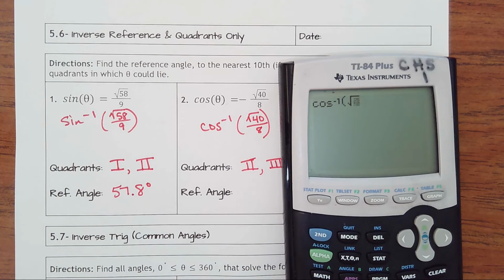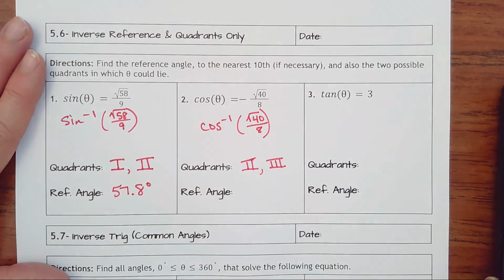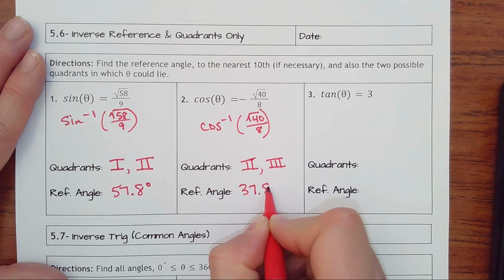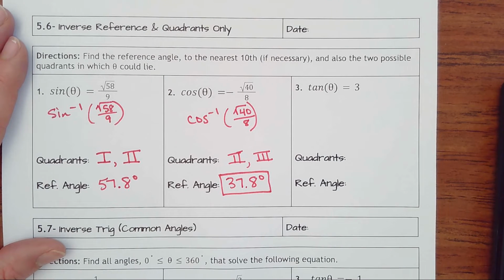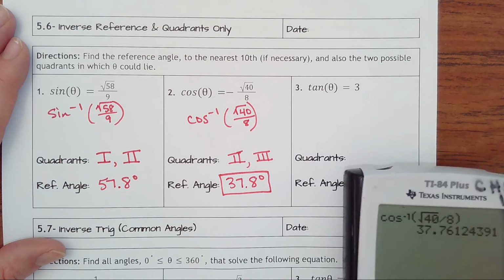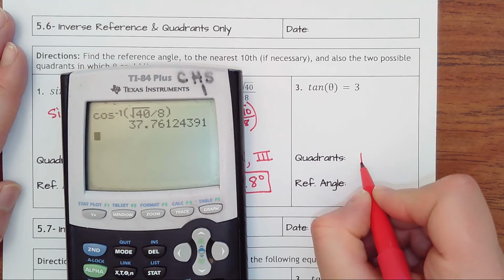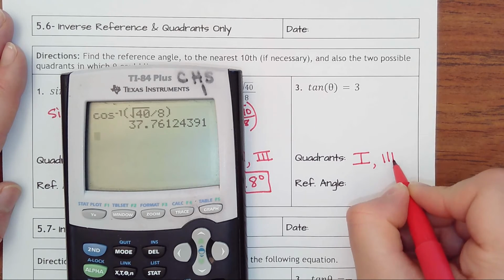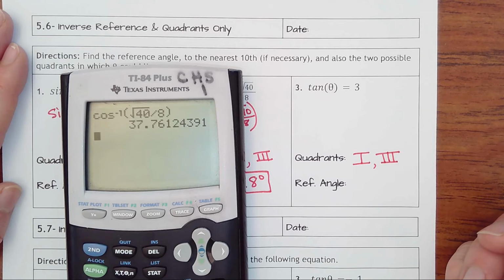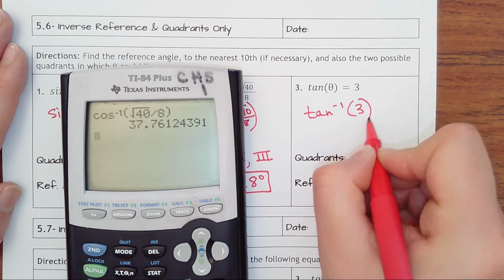Square root 40. And so it's 37.8 degrees. And then number 3, tangent of 3. Tangent's positive here, so it's positive in quadrant 1, where everything's positive, and it's positive in quadrant 3, where everything is negative. And then so I want to do inverse tan of 3.